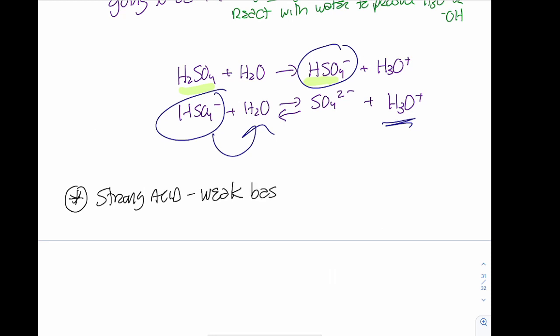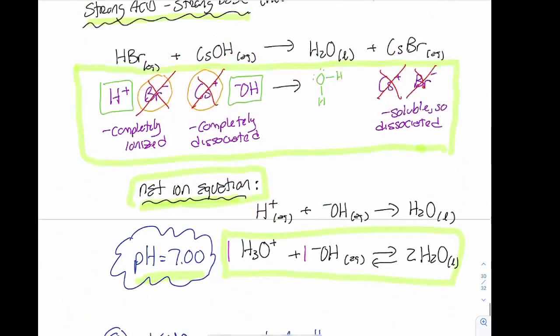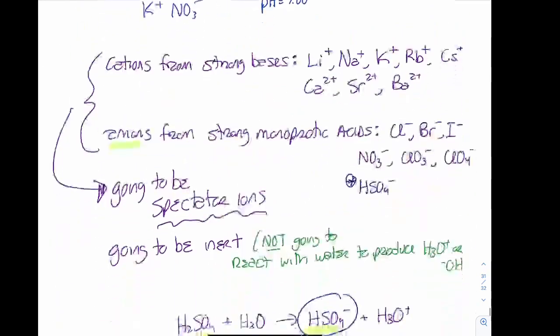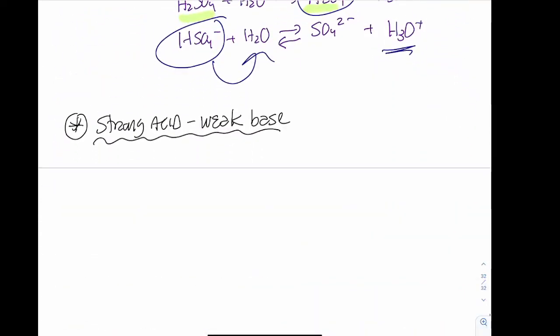We should say a strong acid, weak base reaction, right? I just want to be consistent in my labeling here. So we did strong acid, strong base. Now we're looking at strong acid, weak base. So these are going to result in acidic solutions, right? If I ask the pH, my pH is going to be less than 7.00.